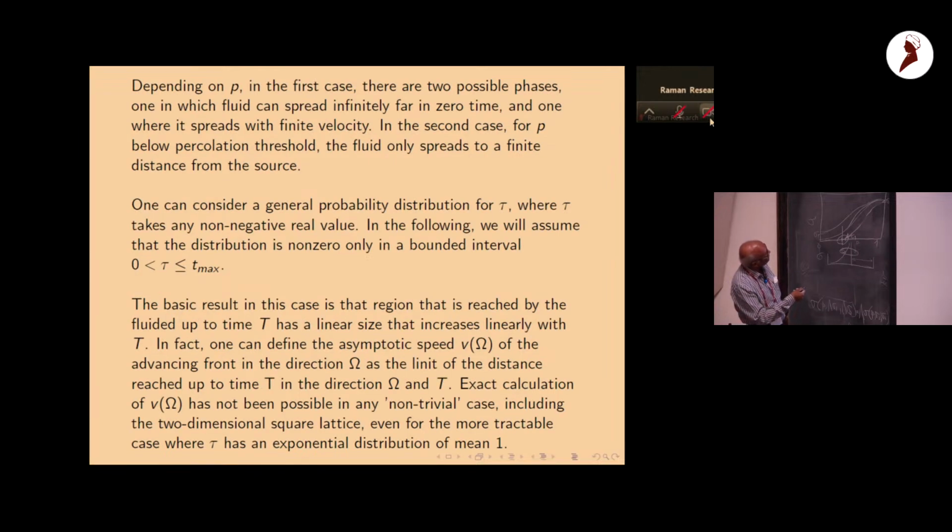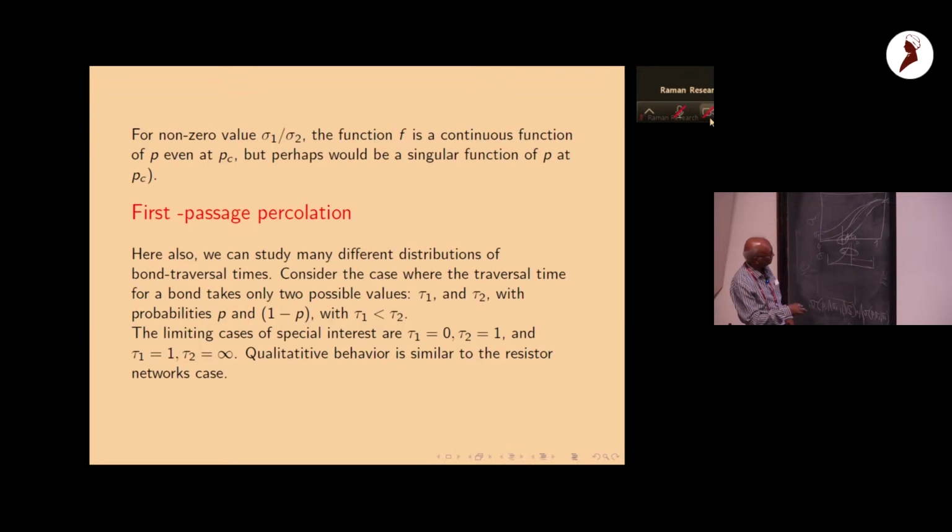So depending on p, in the first case, this is rather obvious. I already discussed it. In this previous problem, T1 equal to 0, T2 equal to 1, there is some region, phase, in which the whole thing just spreads in 0 time. Because there are some paths from which the fluid can go from here to here in 0 time. And there is another region in which it cannot go in 0 time, it has to go through some obstructions. So the time becomes proportional to the length of the sample, and then you can calculate what is this velocity, mean velocity of the front or some such thing.